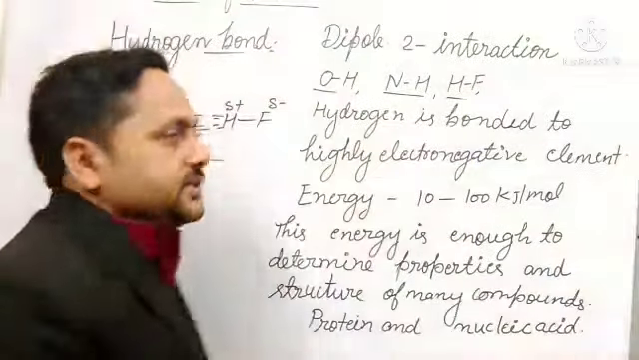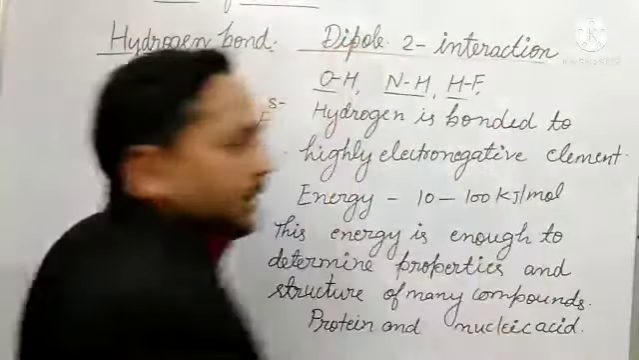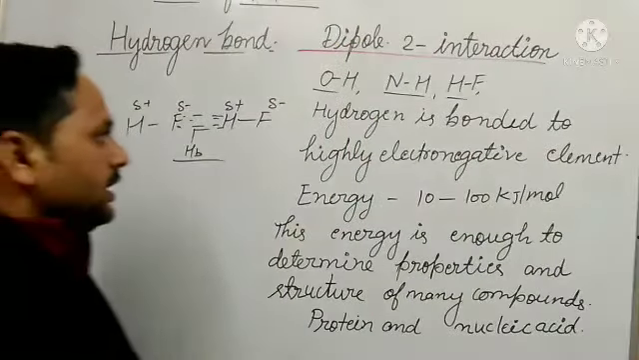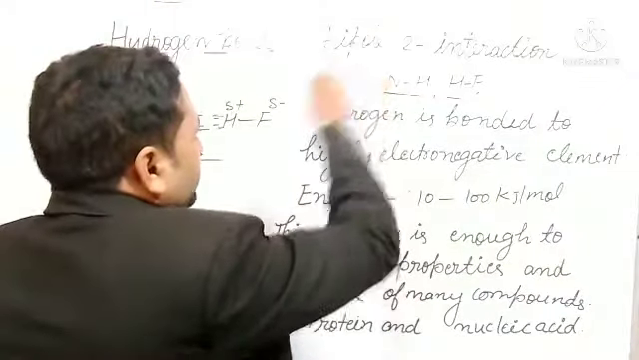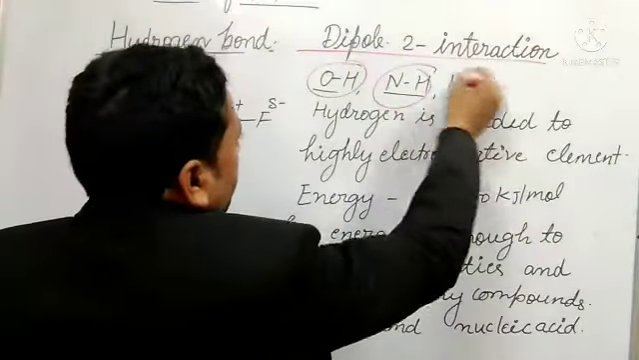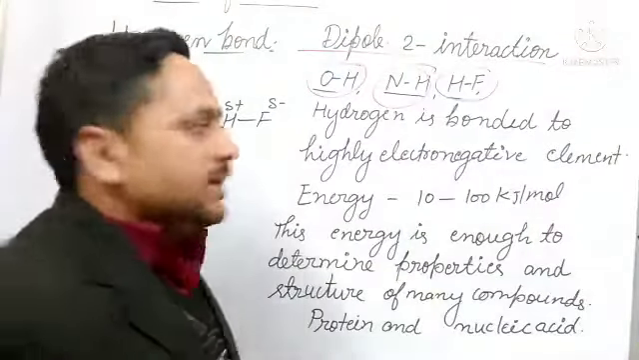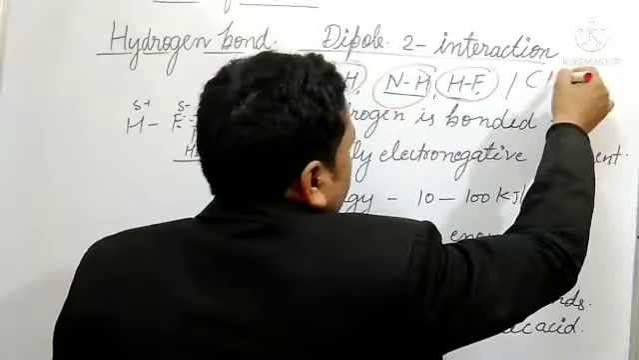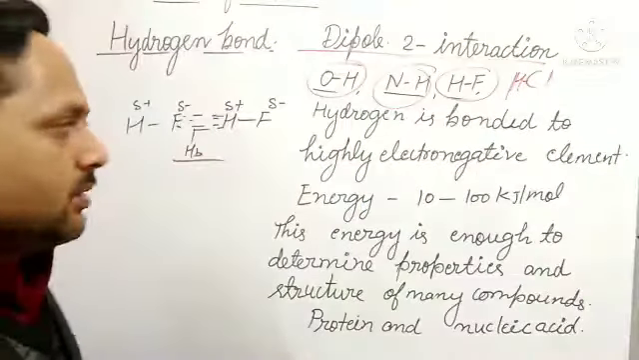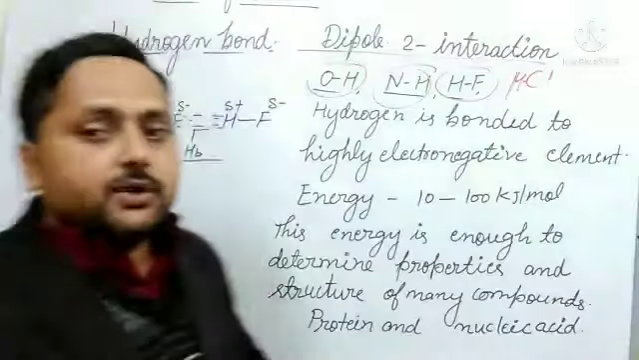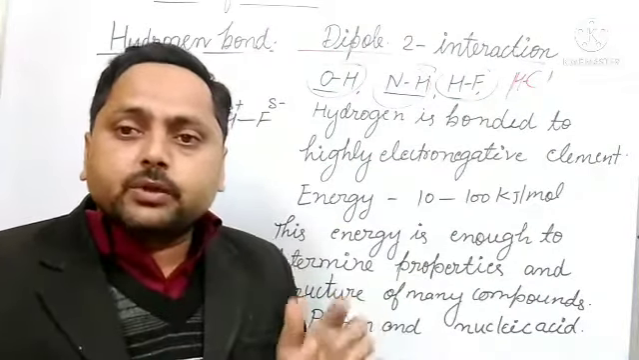So let us see how it is here. My point is that hydrogen bond is one type of dipole interaction. A dipole is produced when hydrogen is bonded to a more electronegative atom like oxygen, nitrogen, and fluorine, or any other more electronegative atom, maybe chlorine also. Here we can take HCl also. So it is observed that if hydrogen is bonded to a more electronegative atom, polarity is produced in the molecule.